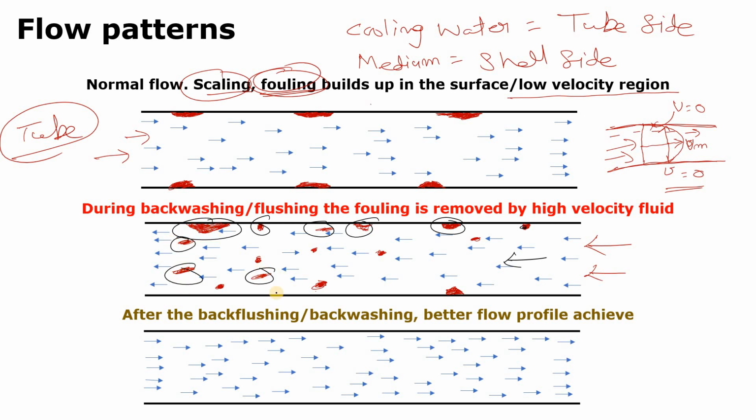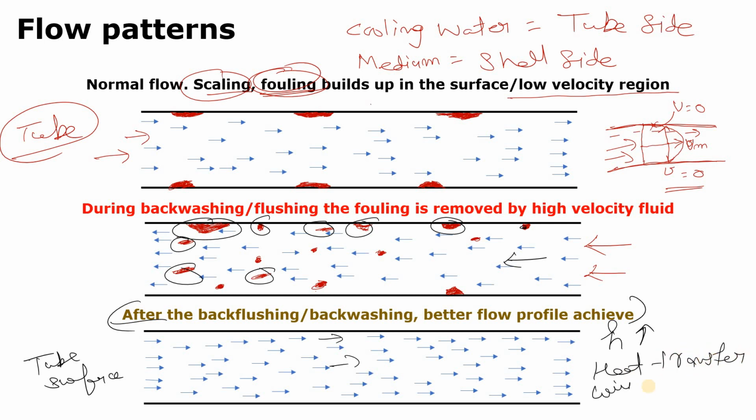After the backwashing, your tube surface will be like this. Here you can see that there is no scaling and no fouling. So what is the benefit of doing the backwashing? We improve the heat transfer. Your heat transfer coefficient will be increased, meaning your heat transfer will be increased, because the area will be increased.